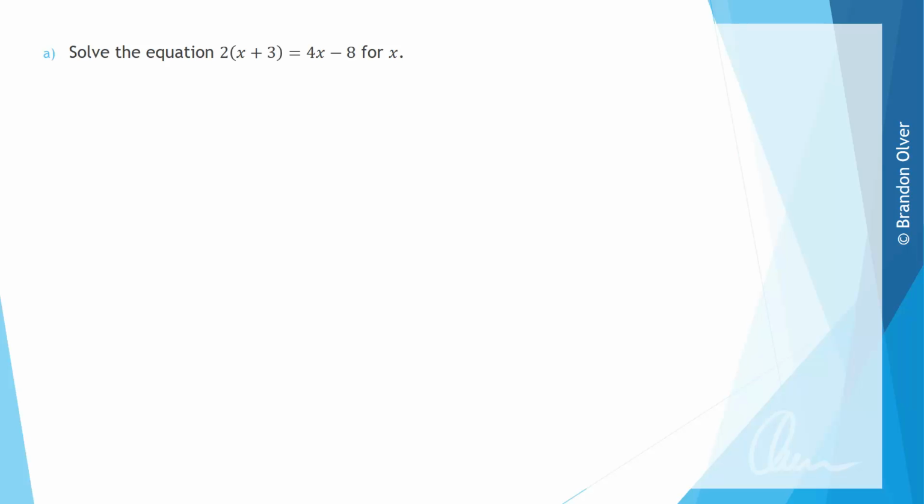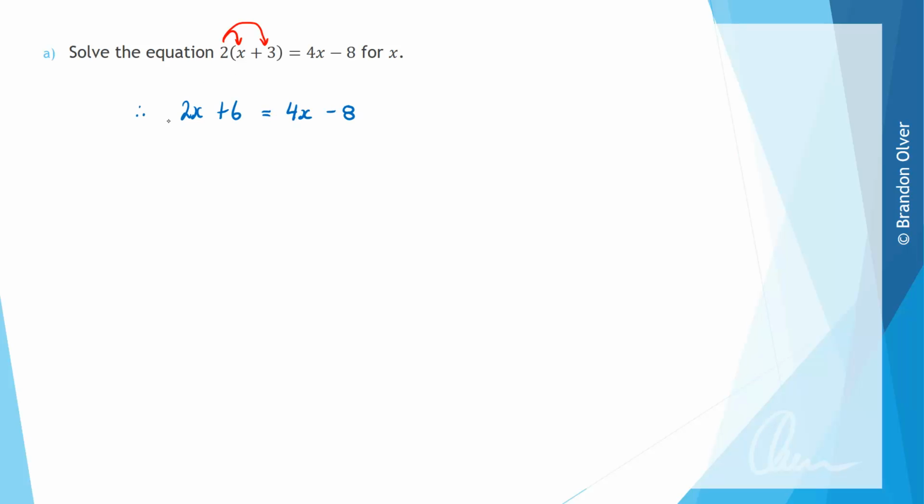For part A of this question, we want to solve the equation 2(x + 3) = 4x - 8 for x. To do this, there's a couple of things we could do. We could divide both sides by 2, or we could expand through the brackets. And that second option is the one we're going to do today. So we're going to do 2 times x and 2 times 3. Therefore, we find that 2x + 6 is equal to 4x - 8.